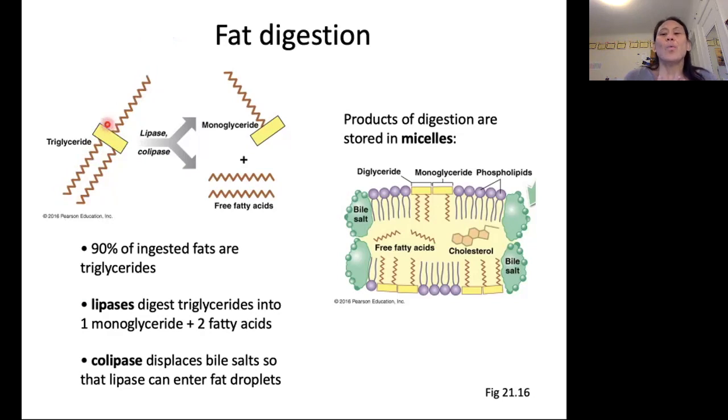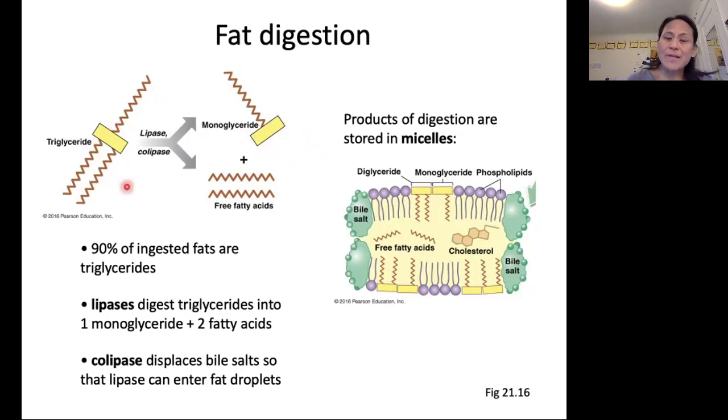What lipase does is it is going to break down the triglyceride into a monoglyceride, right? So a monoglyceride is going to be the glycerol backbone plus one fatty acid tail. So it's going to break it down into a monoglyceride and two free fatty acid tails. Okay. So that's what lipase does. Lipase is an enzyme that's made in the pancreas and is present in the small intestine, and it's going to do that breakdown.